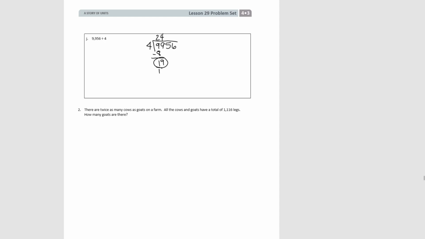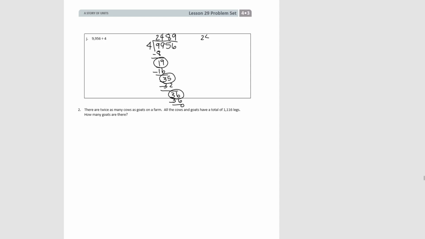4 times 4 is 16. We have 3 hundreds left. We'll decompose into 30 tens, add to the 5 that are there. Now we have 35 tens. 4 times 8 is 32. We have 3 tens left, which will decompose into 31 ones, add to the 6 ones that are already there. And we can put 9 in each group. 9 times 4 is 36 with no remainder.